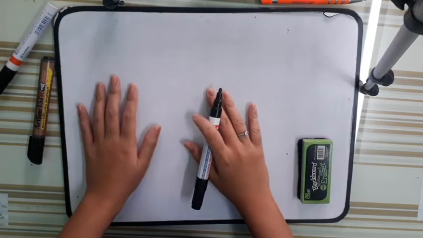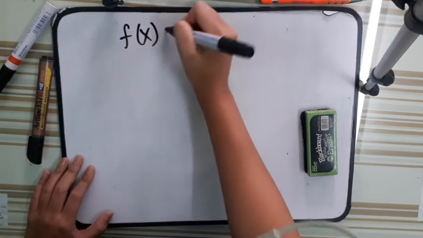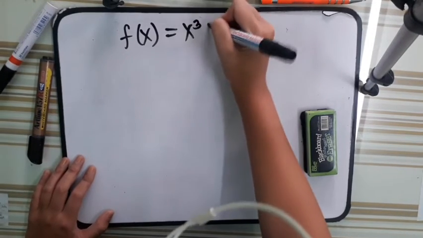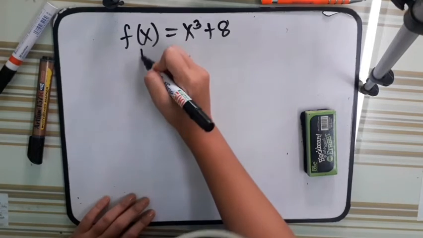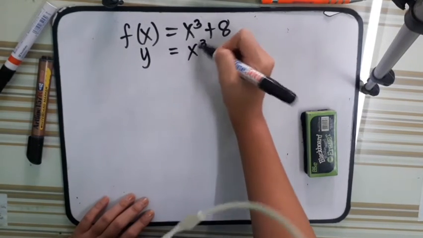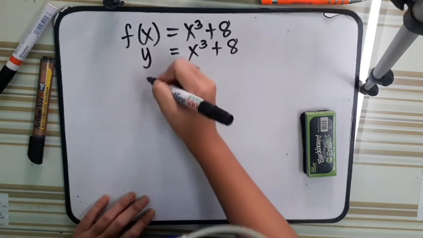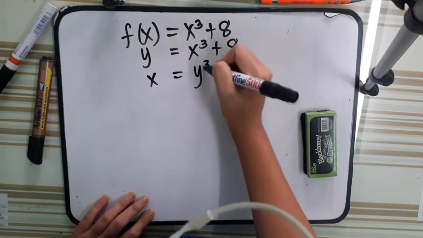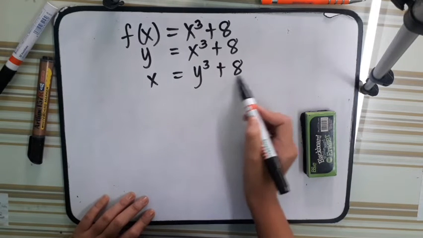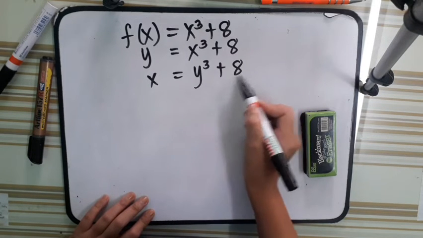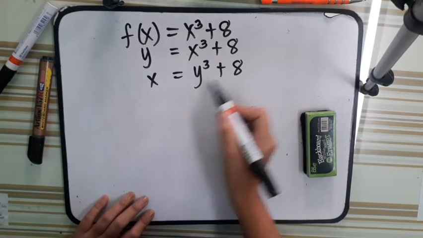Okay, let's have another example. Let's say we have f of x is equal to x cubed plus 8. Okay, so first we need to change f of x by y is equal to x cubed plus 8. Then switch x and y. So we have x is equal to y cubed plus 8. Then isolate y. So to isolate that, we considered this term. So this is positive 8. Therefore, we're gonna subtract 8 on both sides of the equation to cancel this one.